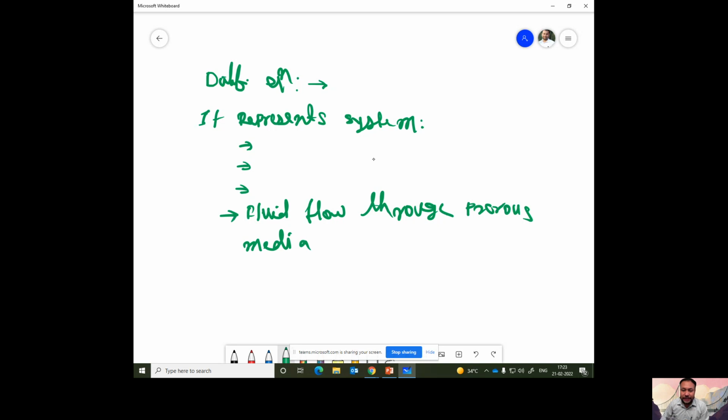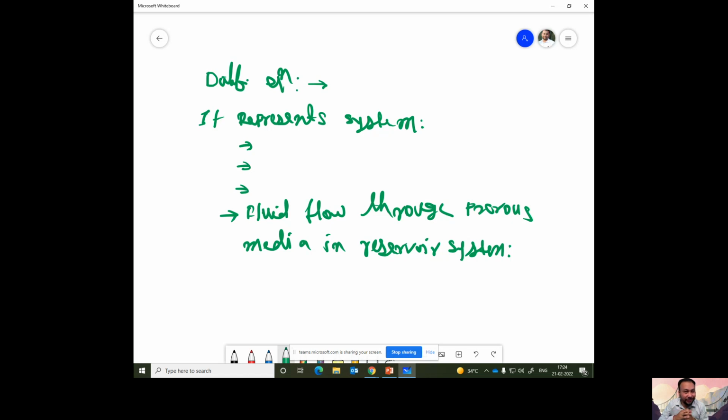If I want to represent the fluid flow through a porous media in a reservoir system, I want to represent it with a differential equation which can represent the fluid flow through the porous media in the reservoir system. How can I represent it? Once I can understand the reservoir system, it means that I should understand the science behind the reservoir.